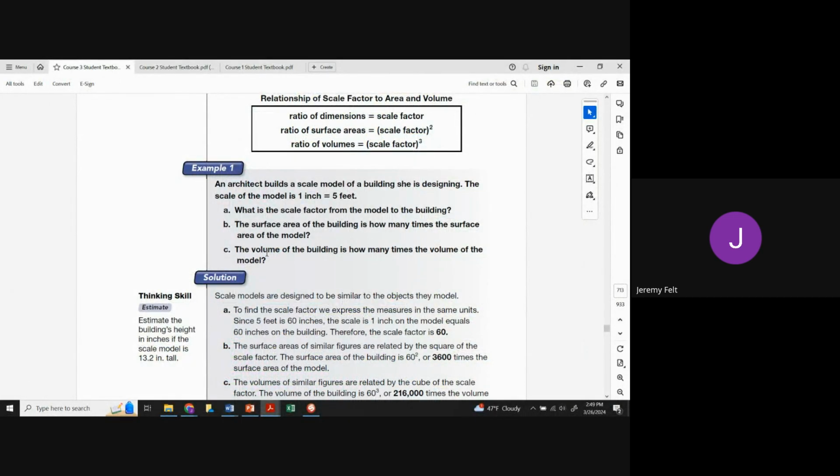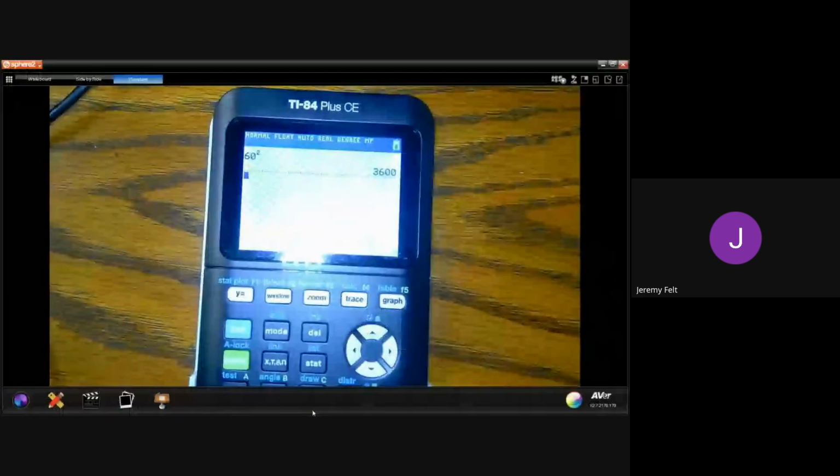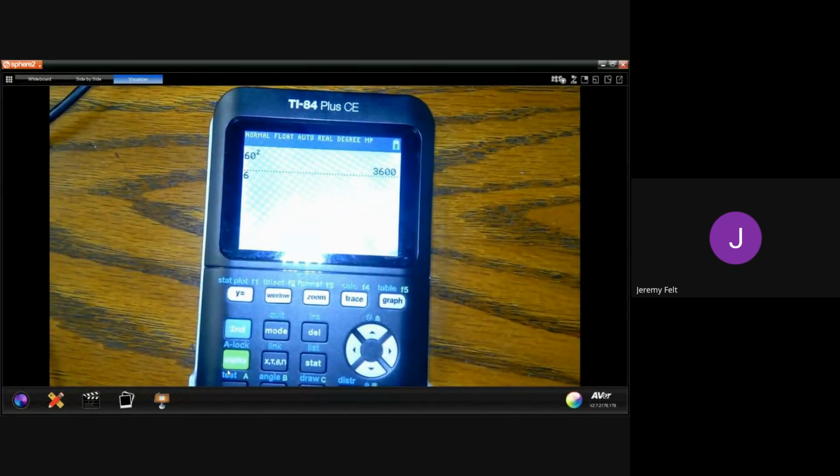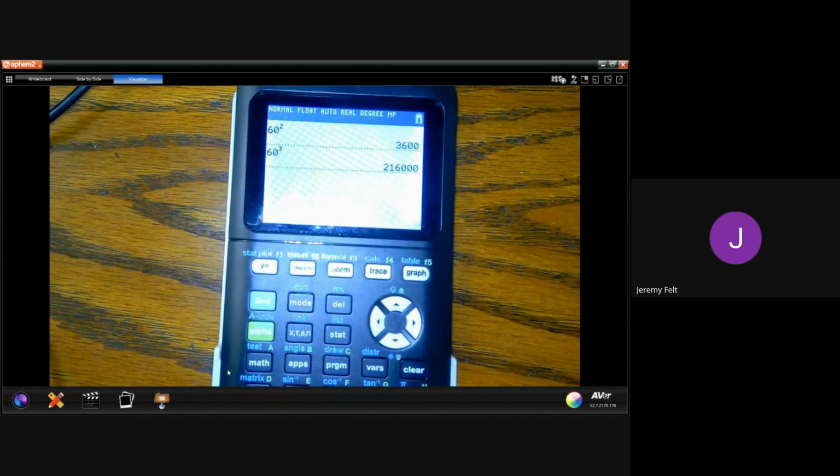And then the volume, well, still a scale factor of 60. We're looking at volume, so it's our scale factor to the power of 3. 60 to the power of 3, and we get 216,000.